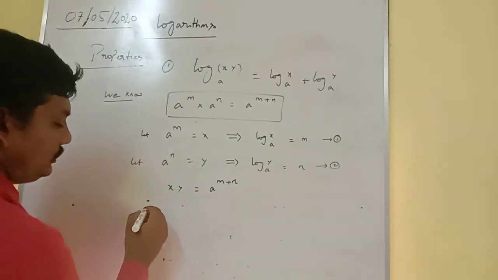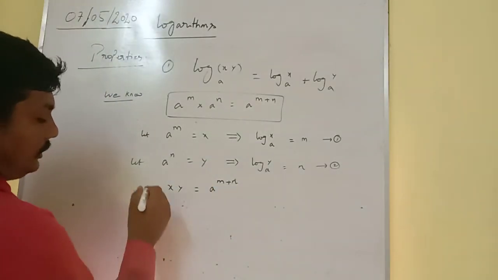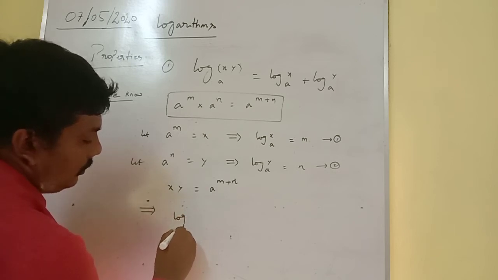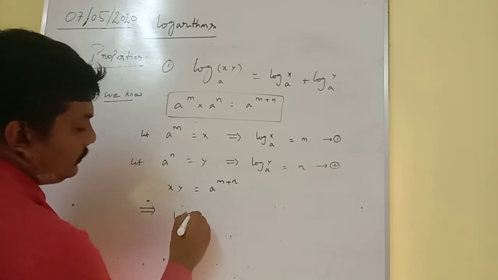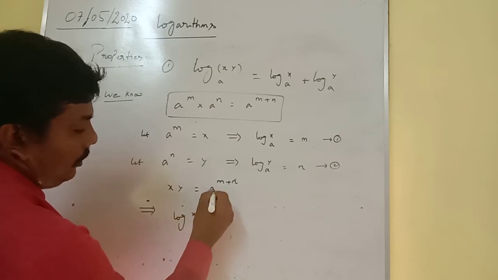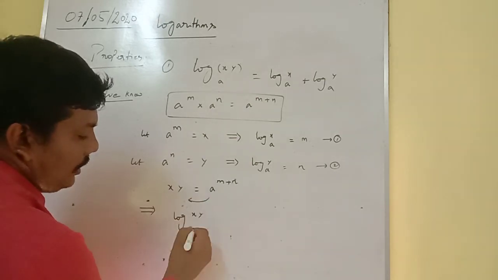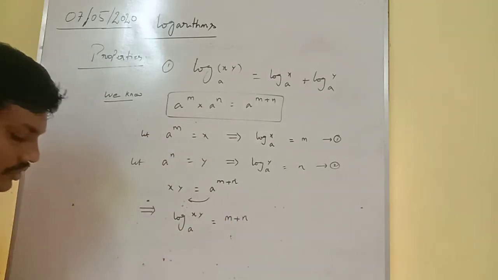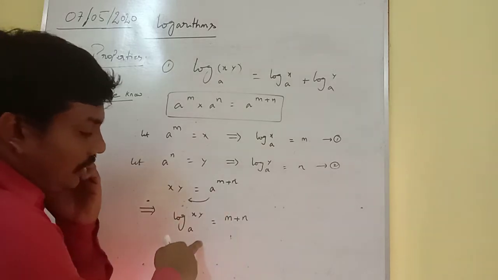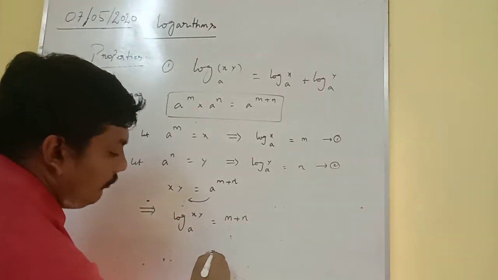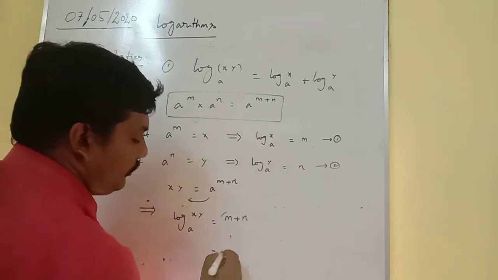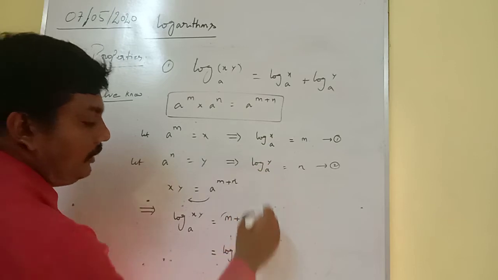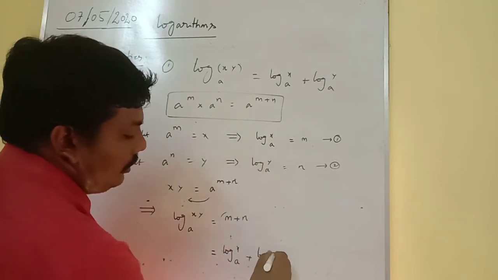Here xy is equal to a power m plus n. How to convert this into logarithmic form? So this is converted into logarithmic form as log xy to the base a is equal to m plus n. So this is by changing the exponential into logarithm. Now what is the m value? The m value is from the first equation, log x to the base a, plus, what is the n value? This is log y to the base a.